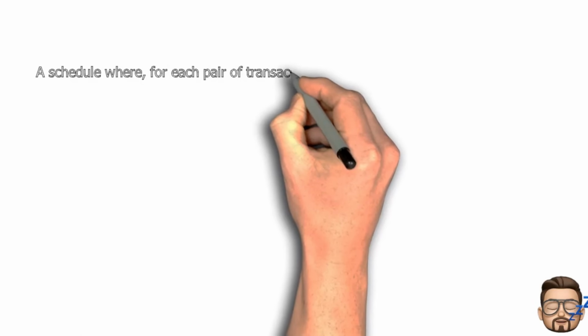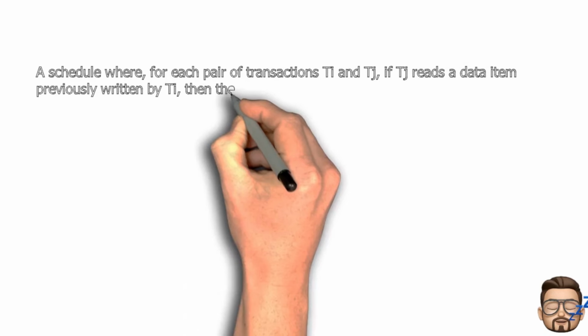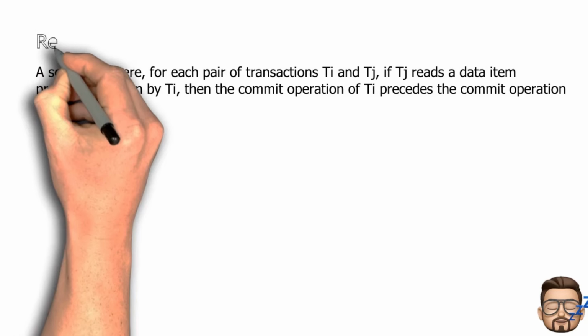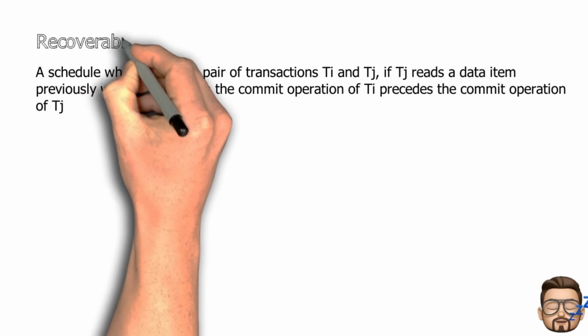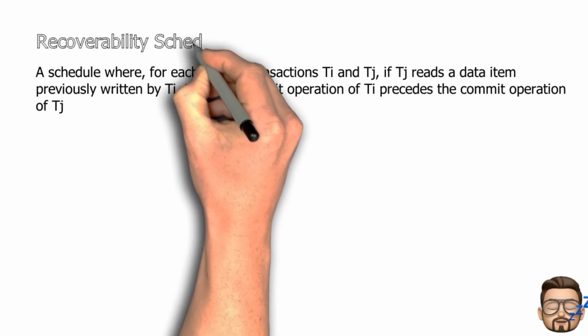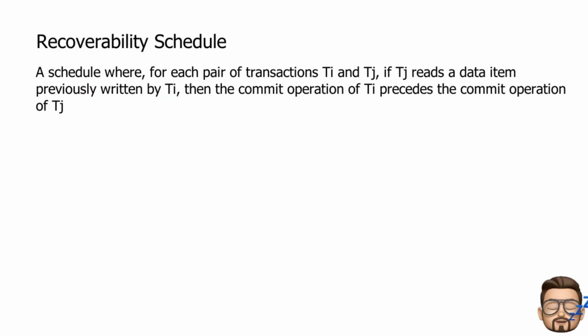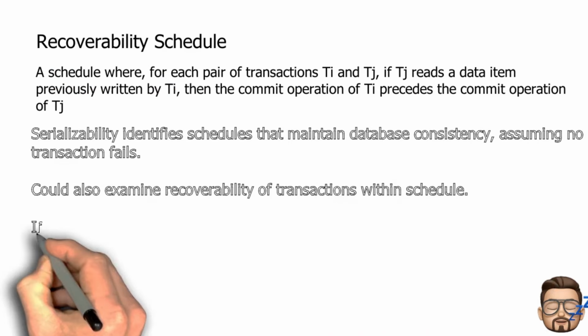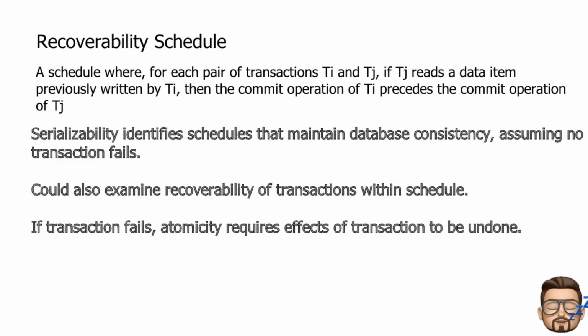Serializability identifies schedules that maintain database consistency, assuming no transaction fails. It could also examine recoverability of transactions within a schedule. If a transaction fails, atomicity requires the effects of the transaction to be undone. Durability states that once a transaction commits, its changes cannot be undone. A recoverable schedule means a schedule where for each pair of transactions Ti and Tj, if Tj reads a data item previously written by Ti, then the commit operation of Ti precedes the commit operation of Tj.